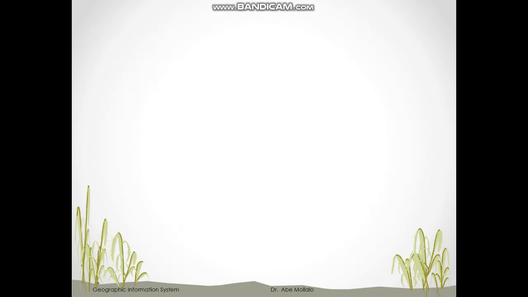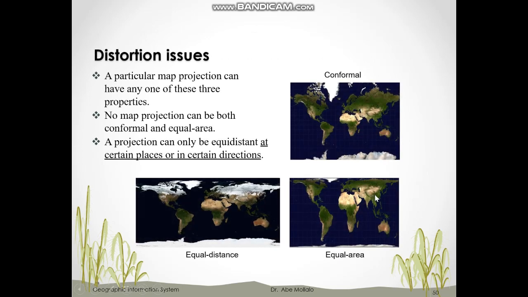And this is a map of equal area projection. For each continent, the area is the same as its area on the ground, but considering the map scale. But the size of area is true, okay? But you can see the shapes have been distorted. They look kind of weird, right?